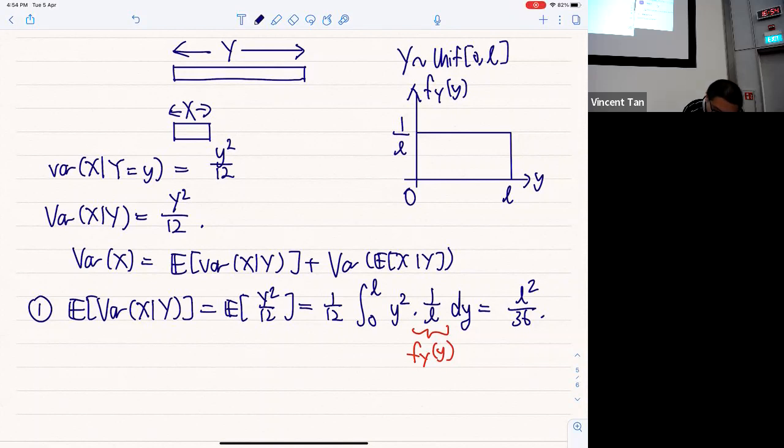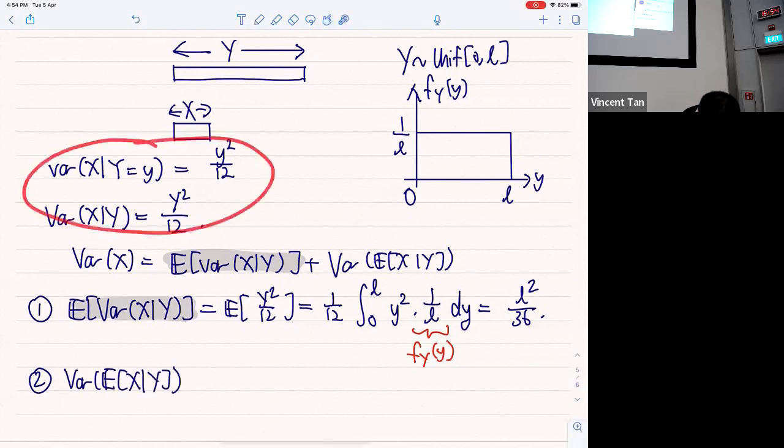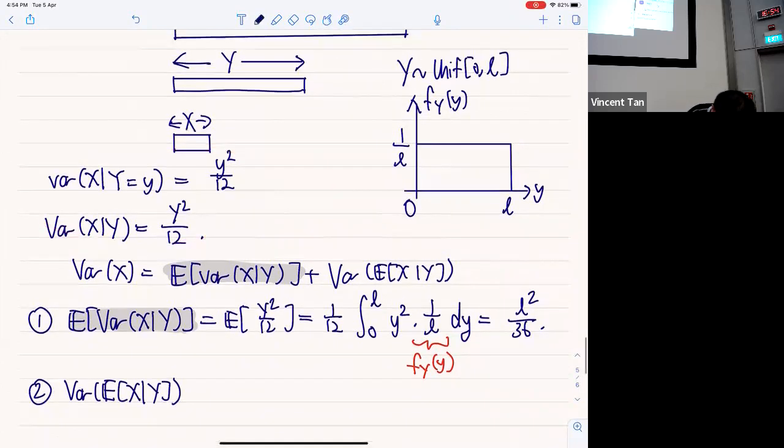All right. So we have the first component here. Now we are left with the second component, which is arguably easier: the variance of the expectation value of x given y. We collected some statistics here, right? One thing we didn't collect, and we probably should collect first, is the expectation of x given y equals little y. Someone can tell me this.